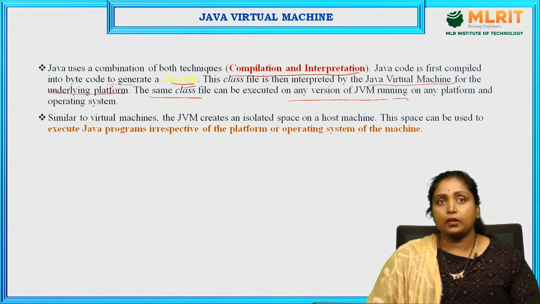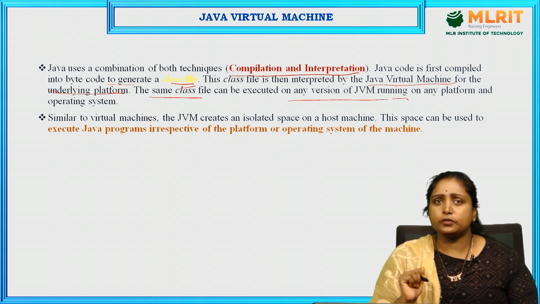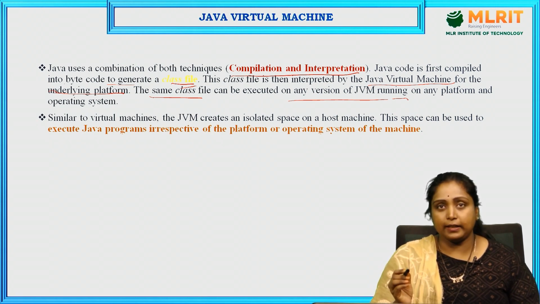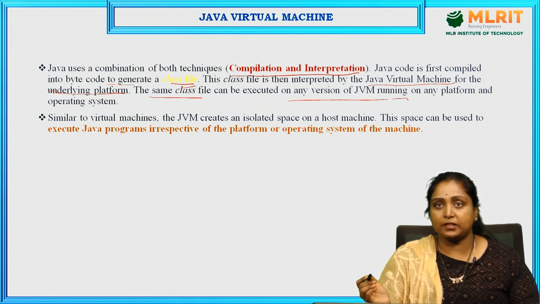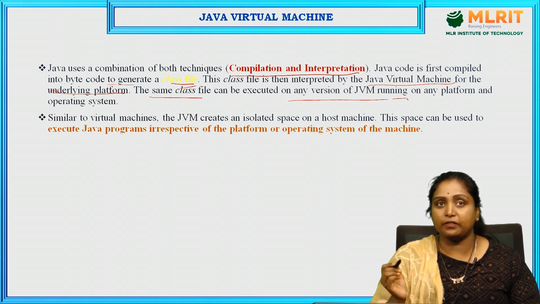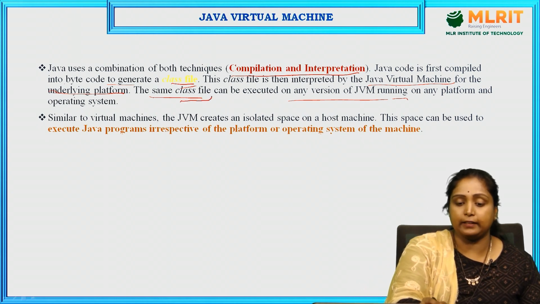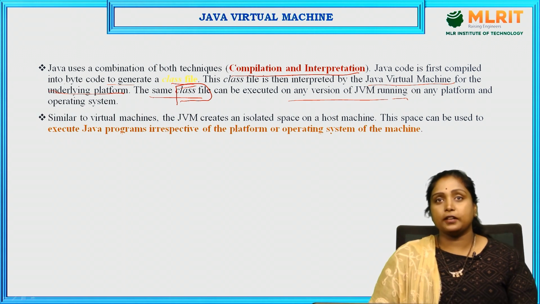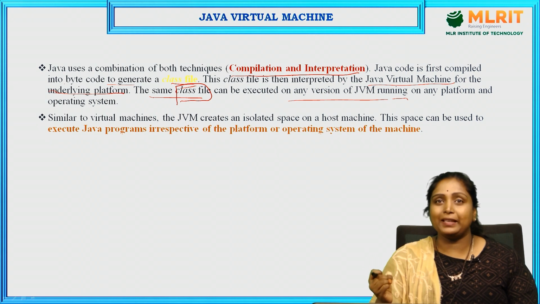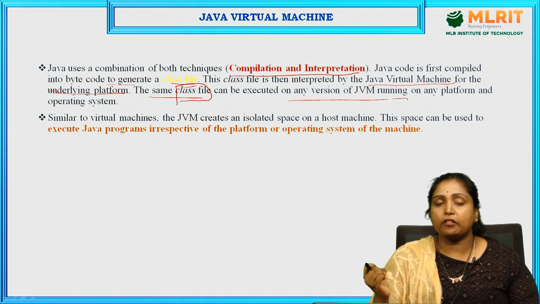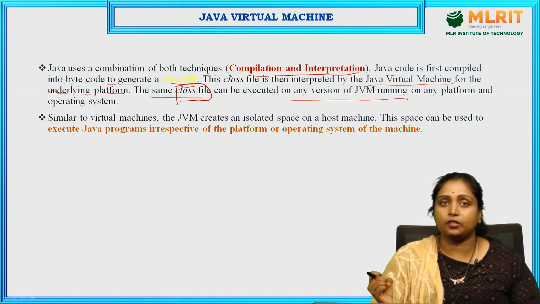Similar to virtual machines, the Java Virtual Machine creates an isolated space on a host machine. This space can be used to execute Java programs irrespective of the platform or operating system of the machine. Whenever you generate the .class file, once the compilation is completed, it can be executed on any platform and any operating system which has a JVM.